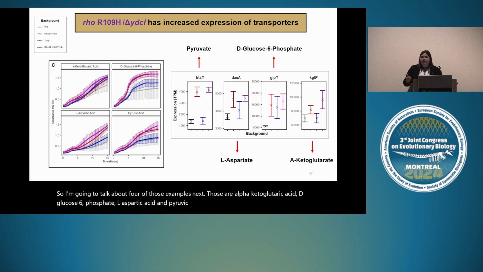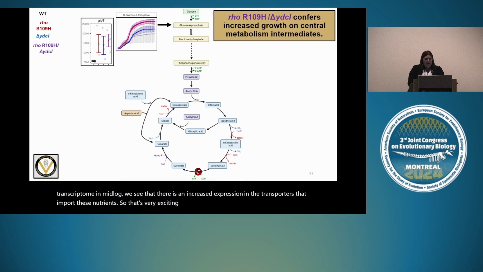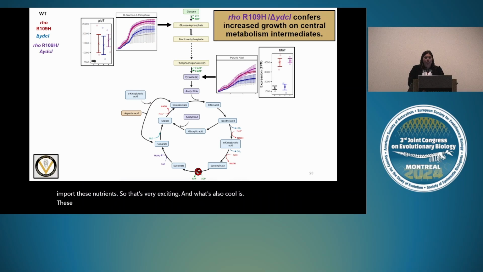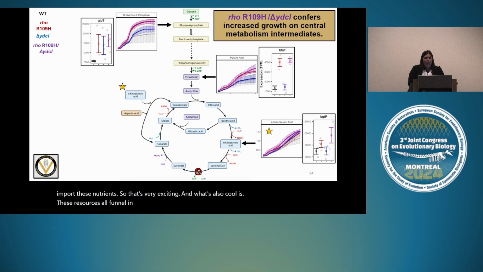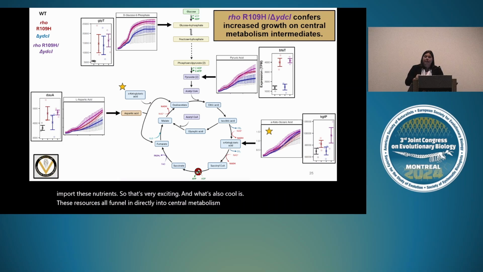And when we look at the transcriptome in midlog, we see that there is an increased expression in the transporters that import these nutrients. So that's very exciting. And what's also cool is these resources all funnel in directly into central metabolism or one step removed from central metabolism. And this is cool because previous studies that look solely at starvation have also indicated this broadening of metabolism.